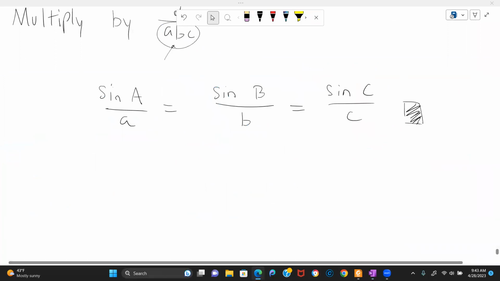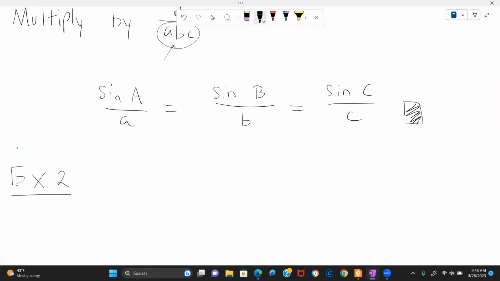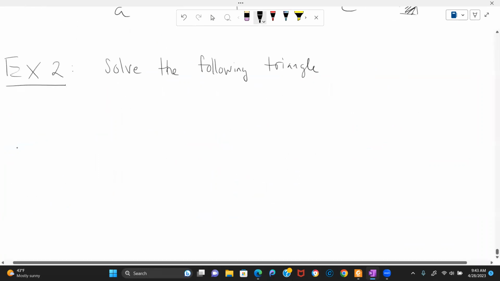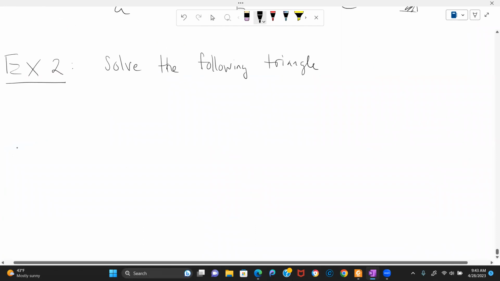So let's go back to this OneNote document, and work on another problem. So that was example one. Now we're doing example two. And we want to solve the following triangle. So I'm going to try it here. So it looks something like this.